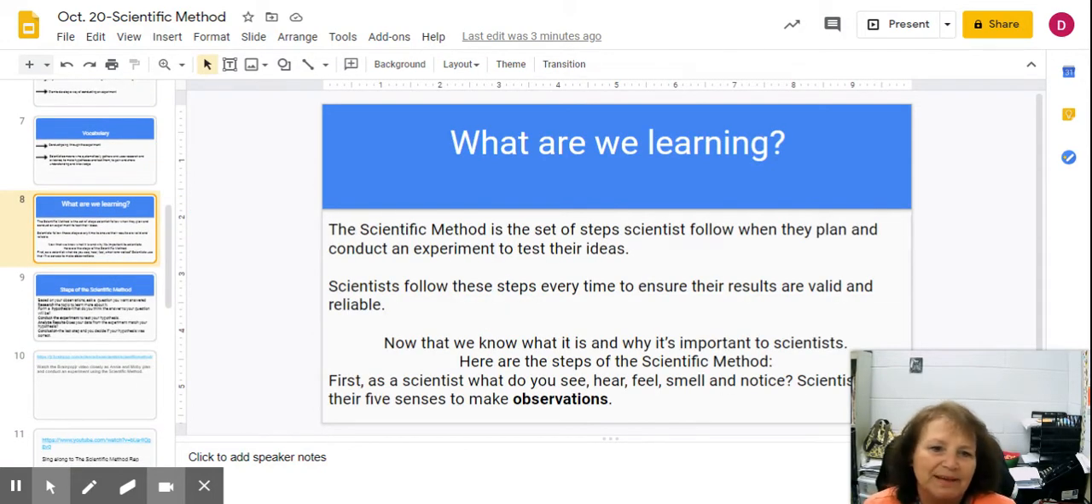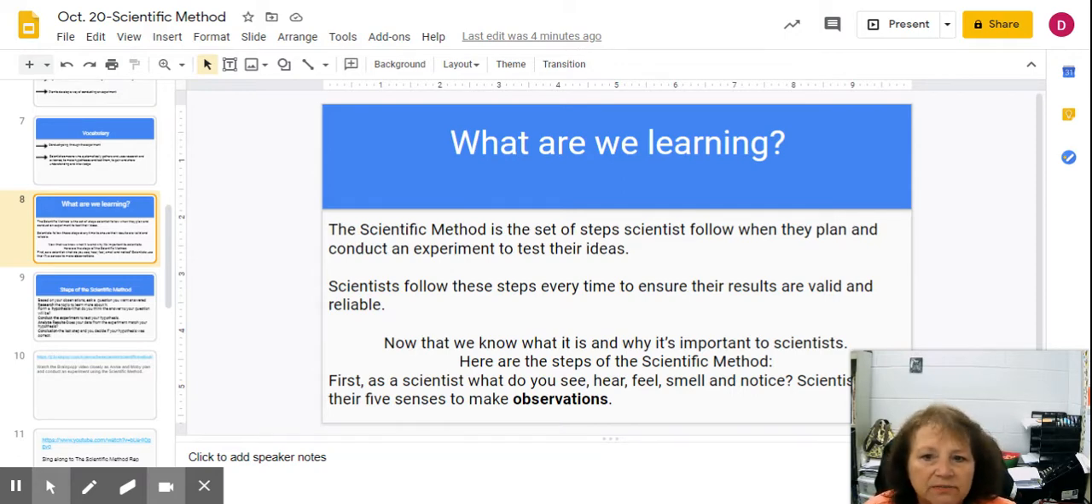What are we learning? The scientific method is the set of steps scientists follow when they plan and conduct an experiment to test their ideas or questions that they want to answer. Scientists follow these steps every time to ensure their results are valid and reliable. Now that we know what it is and why it's important to scientists, here are the steps of the scientific method.